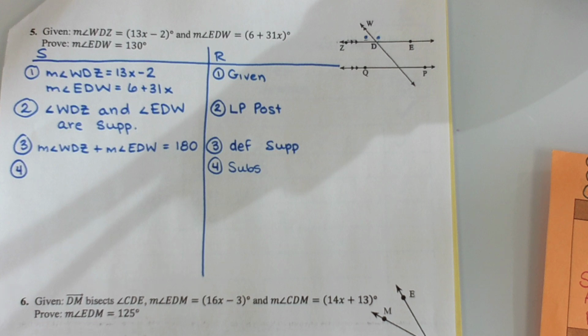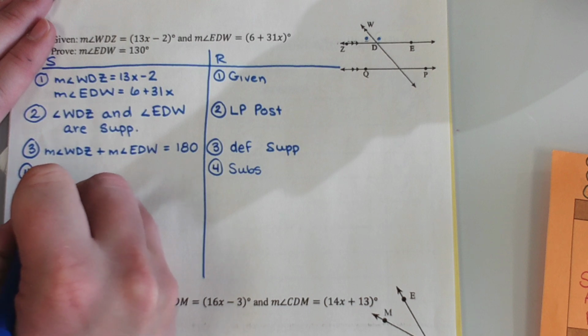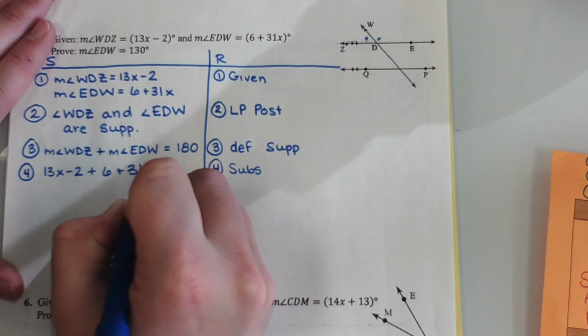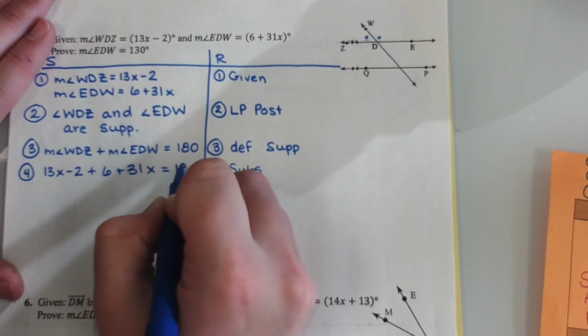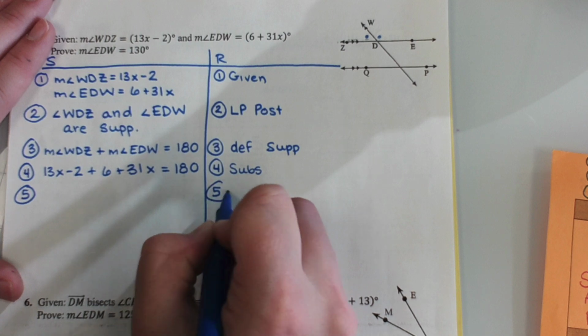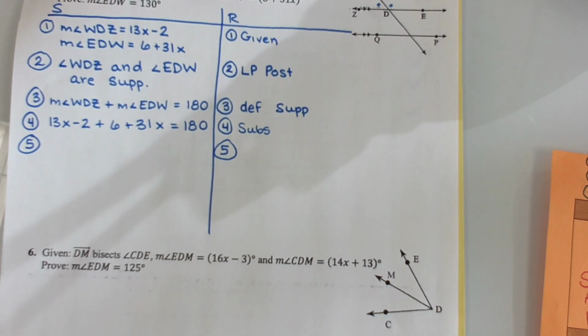Jasmine, what does that equation actually end up looking like? Like, what do I write? 13x minus 2 plus 6 plus 31x. You got it. Now at this point, I can go back to my 5 things if I really need, but I'm guessing most of y'all know where to go from here. Cam, what should I do now?